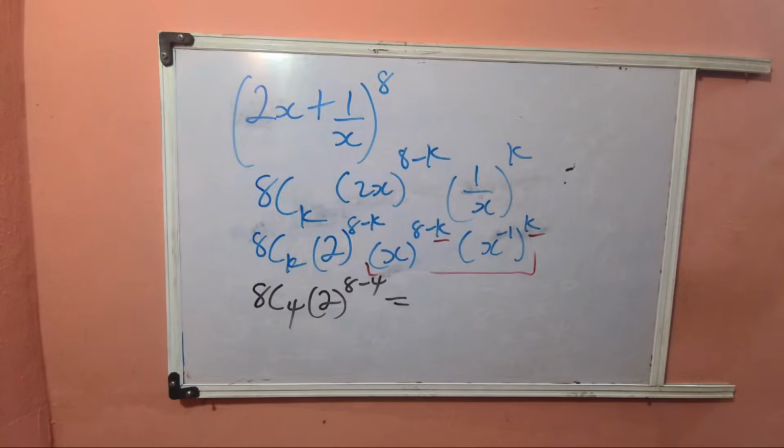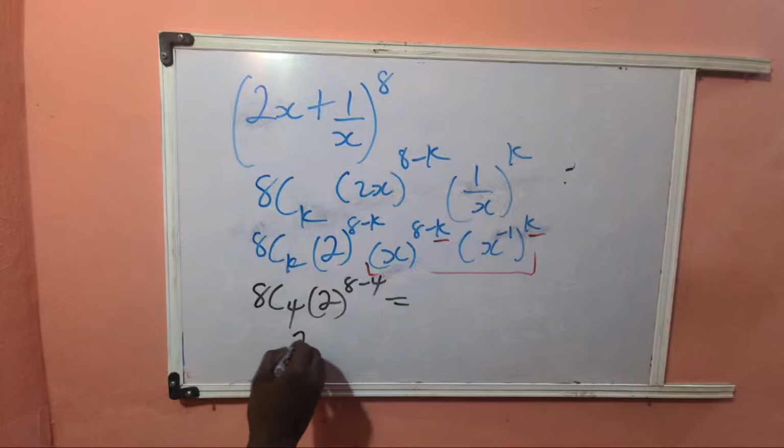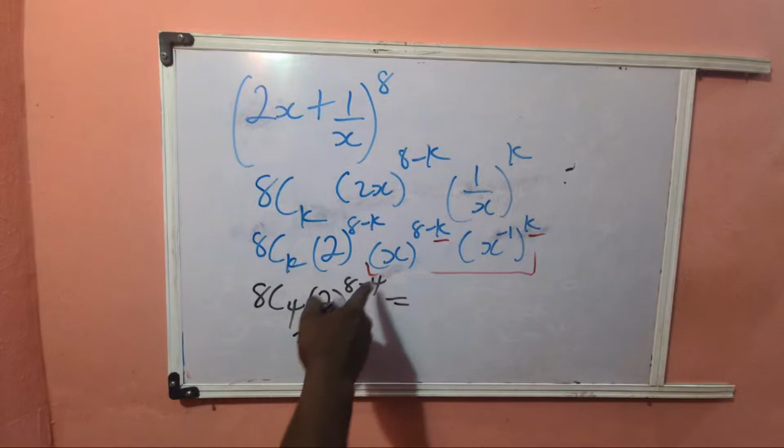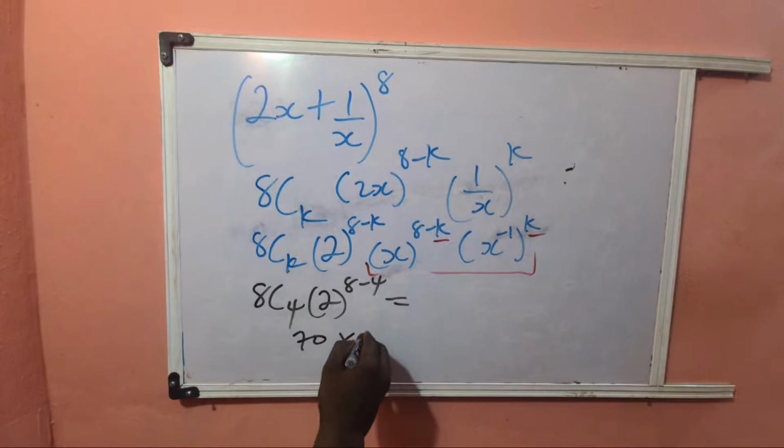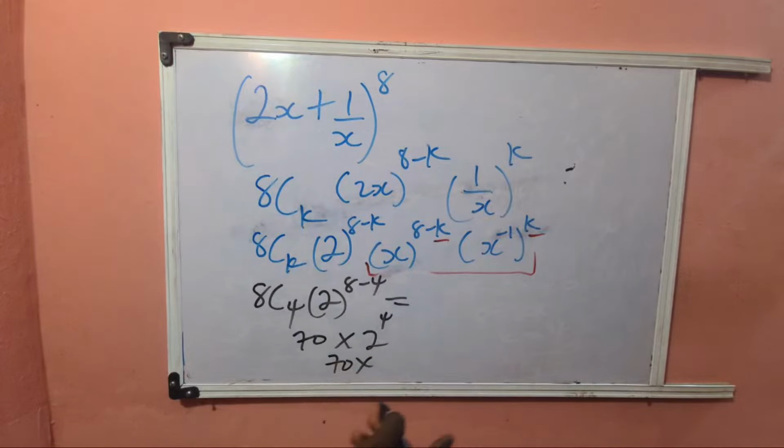Let me help myself. If nobody was going to help me, 8 combination 4 is what? 70. All right. So 70 times 2 raised to power 4 is what? That's 70 times 2 times 2 times 2 times 2. 8 times 2 is 16. All right, this gives me 1120.